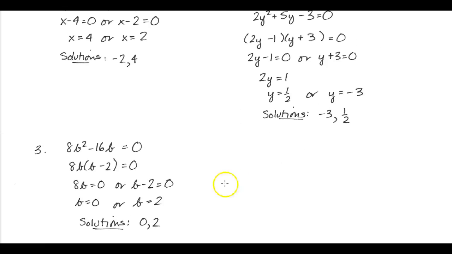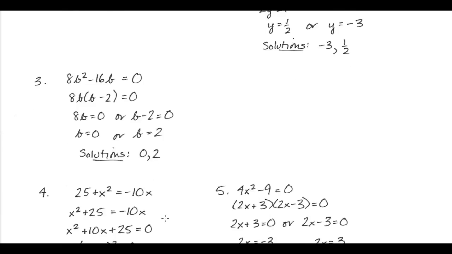And in the third equation, we have a common factor of 8b. So we have 8b times (b minus 2). So 8b is 0, or b minus 2 is 0. So we can divide both sides by 8. 0 divided by 8 is 0. And to the right of the or, we can add 2 to both sides and get b equal to 2. So 0 and 2 are the solutions to that equation.